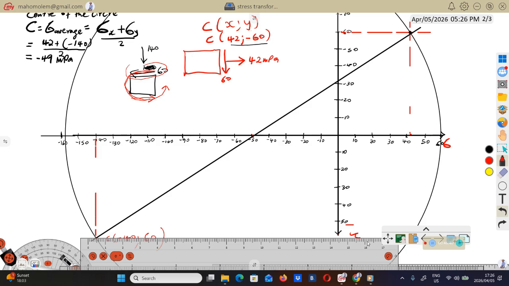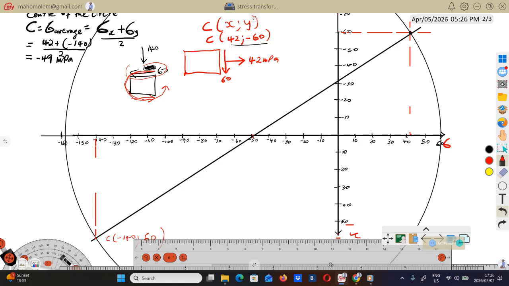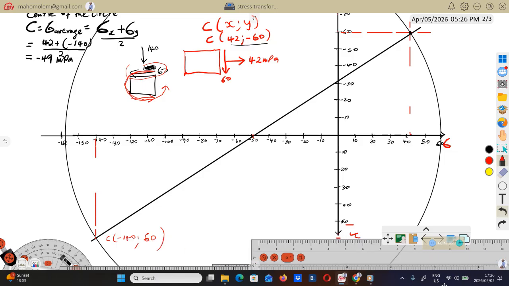Yeah, so that should correspond with positive 60 from underneath. 60 hopefully will be somewhere here, and then 60 will be here, and that 60 together with that negative 140, they will give you this point. Right, from here we need to rotate this line, this principal plane line.